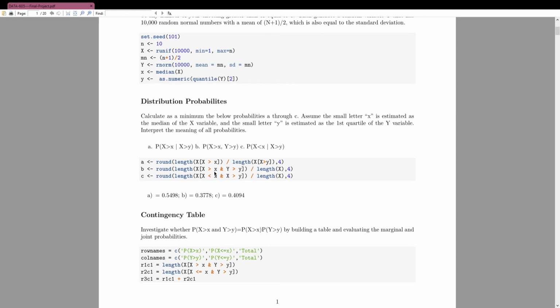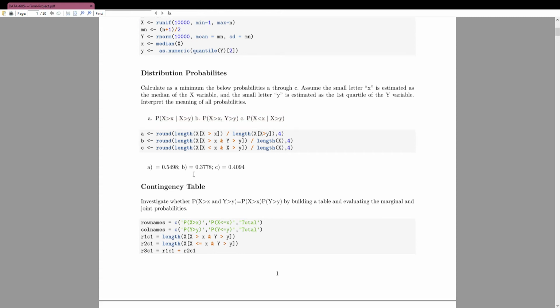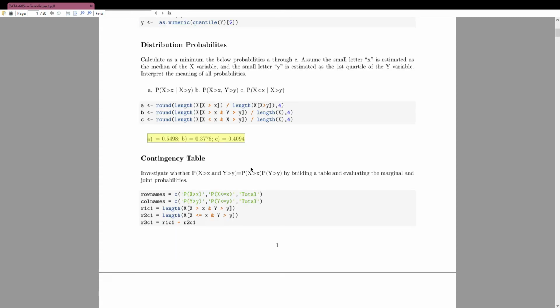We are using all these variables for our distribution probabilities, specifically to calculate these probabilities. It's straightforward in R, and these are our outputs. Next, we are going to create a contingency table.